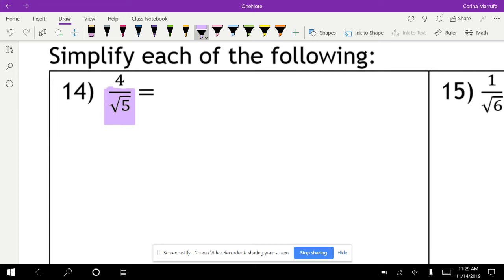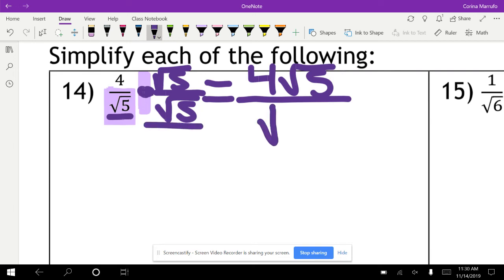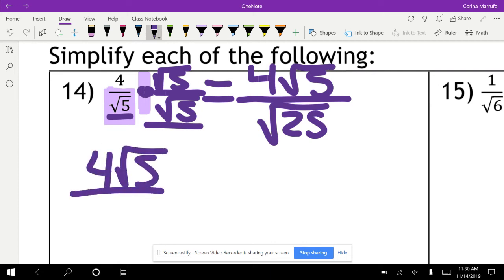So to get rid of that square root on the bottom, what we have to do is multiply the top and the bottom by that same square root. So because it's a square root of 5, we're going to multiply the top and the bottom by the square root of 5. So that means on the top we have 4 times the square root of 5. And on the bottom we have the square root of 5 times the square root of 5, which gives us the square root of 25. Now the square root of 25 gives us 5, so we are left with 4 and the square root of 5 on the top, and then we're left with a 5 on the bottom.